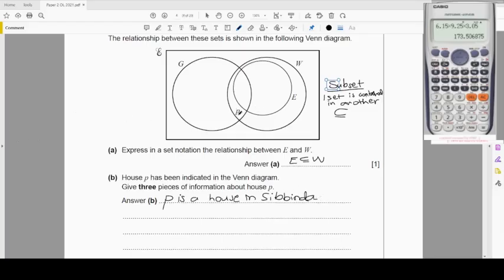Then you can see that P is contained in the circle W. That means it is one of the houses that have tap water. So P has tap water. And then you can see that P is contained in the circle G. So that means P is one of the houses that has gas. And then you can see that it is not contained in the circle E. That means P does not have electricity.